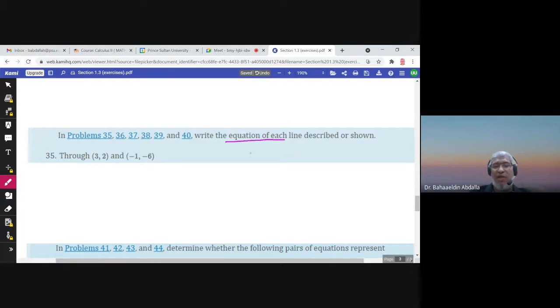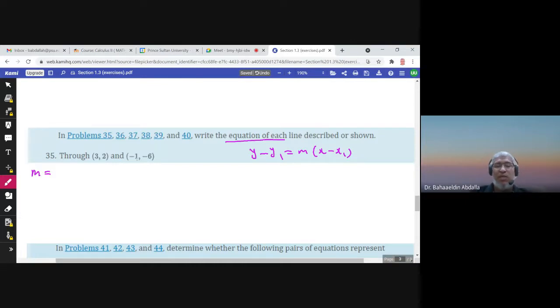Well, I have the equation of the line can be written also like this: y minus y1 equals m times x minus x1. This is the equation of the line in point slope form. So to write the equation of the line, I need to know one point and the slope. Well, I have been given two points here. So let me find the slope using these two points.